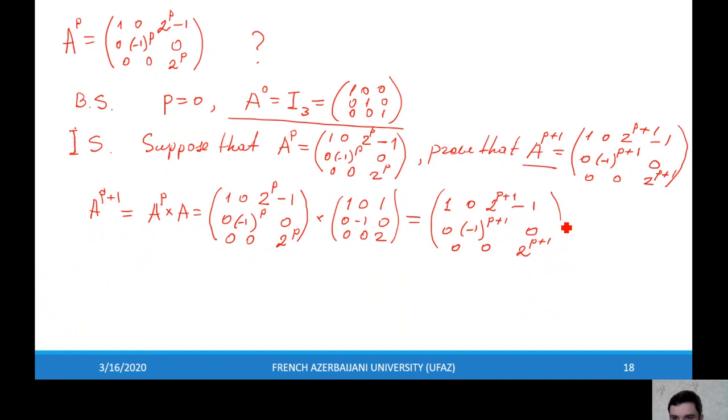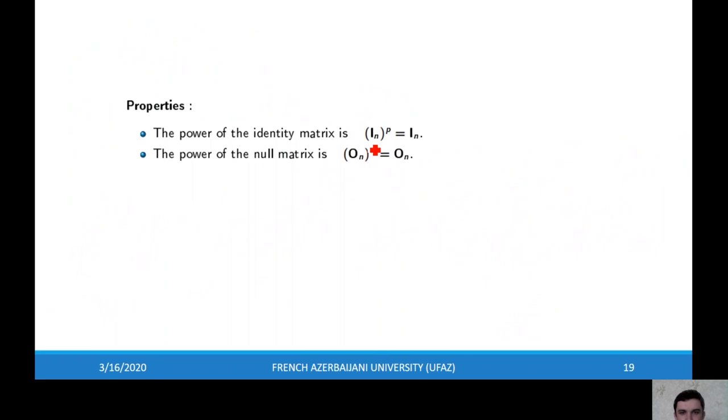And this shows that our expression is true. Any power of the identity matrix is also the identity matrix. And any power of the null matrix is the null matrix.